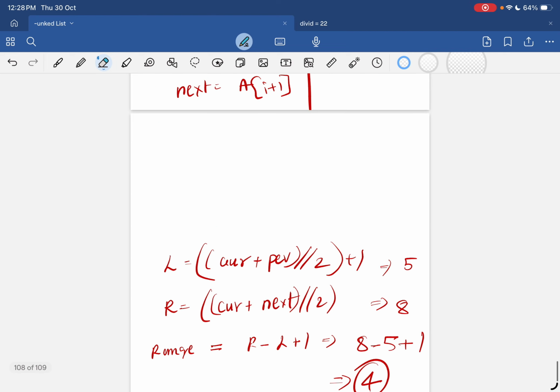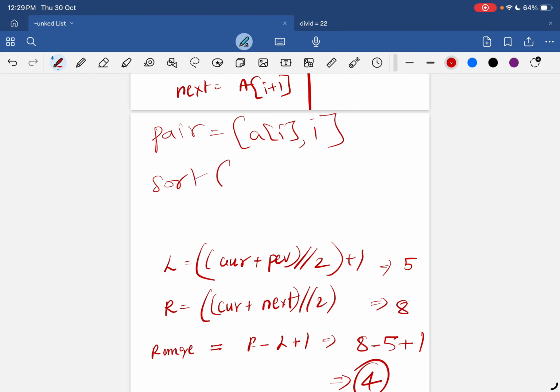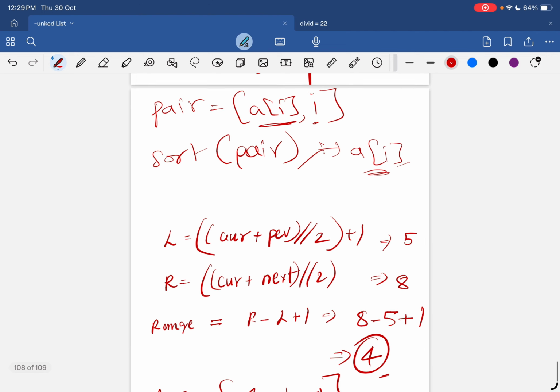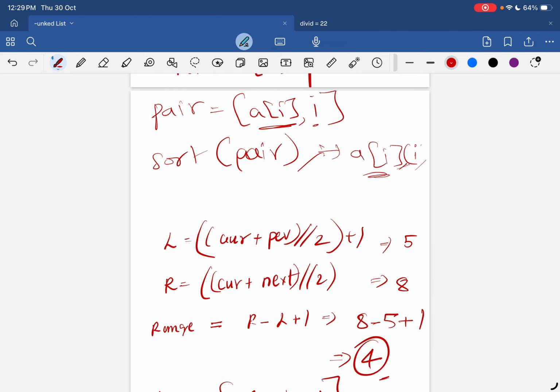To preserve that, all we can do is maintain a pair, that is a of I comma I, and sort the pair based on the a of I value, so that the index will be preserved and the value can also be accessed. So in our final answer we can retrieve the original index and place the answer in them.